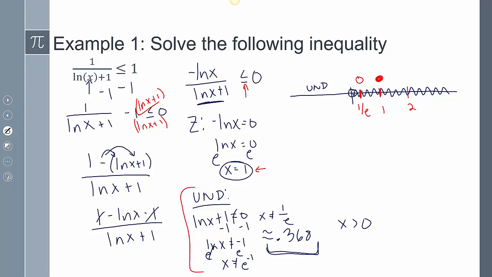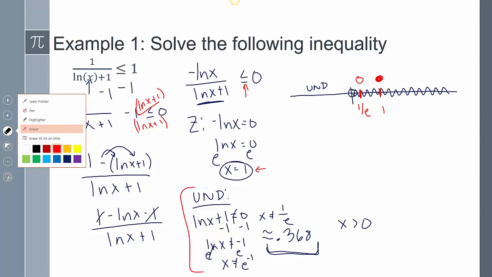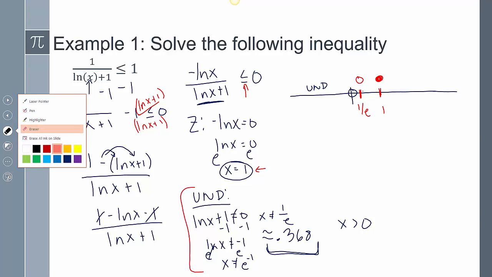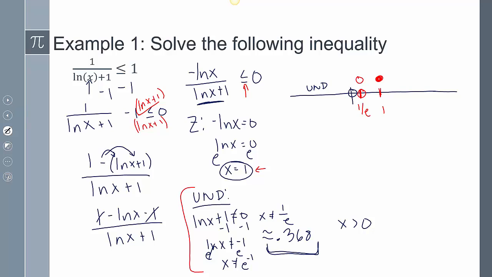Now I have to test intervals. So the intervals that I have here are going to be something here, and something here. So those are going to be my intervals. I don't test anything over here because we've established that that's undefined. And so you don't have to worry about anything that's undefined. If I wanted to go ahead and clean that up just a little bit, I have to say that that's open circle and that's closed circle.